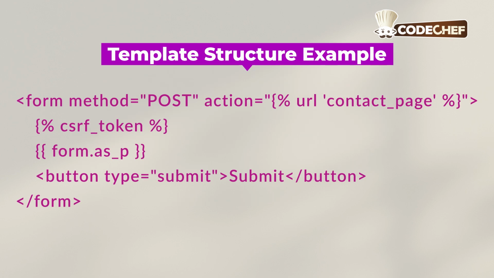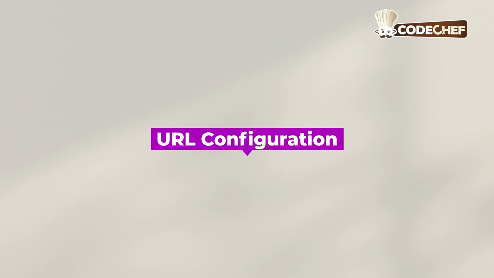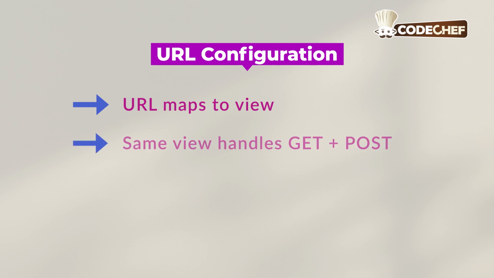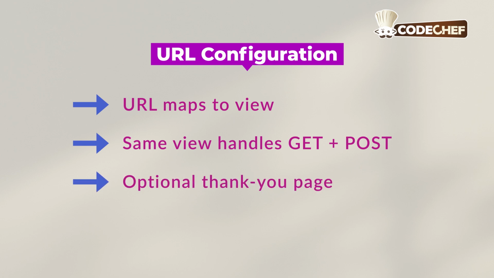Now, this is how a typical Django form is placed inside a template. The form uses post, points to a view using the action, includes a CSRF token, and uses form.as_p to render all the form fields. Now let's look at the URL configuration. In your app's urls.py, you connect the template form to a view using a URL pattern. Usually, a single view handles both GET requests showing the empty form and POST requests processing the submitted data.